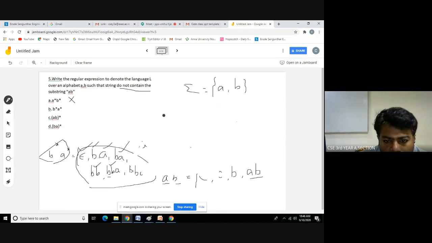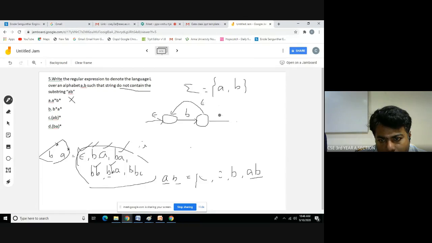Let me draw the diagram. So this is B. Then B star, with epsilon transitions, and it reaches an accepting state. Everyone knows this, right? So this is B star. What is followed by A star? A star you can construct like this.